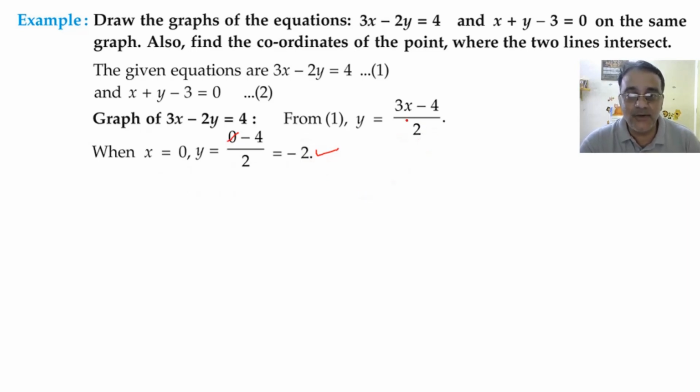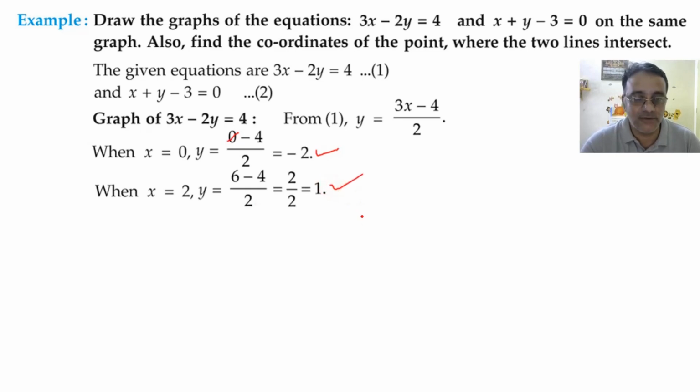Next, the denominator has 2, so I told you that you either do plus 2 or minus 2. So I'm going to take 2. So if x is equal to 2, this will become 6. Okay, so 6 minus 4 by 2. 1, sir. Right, 1. That is 2 by 2.